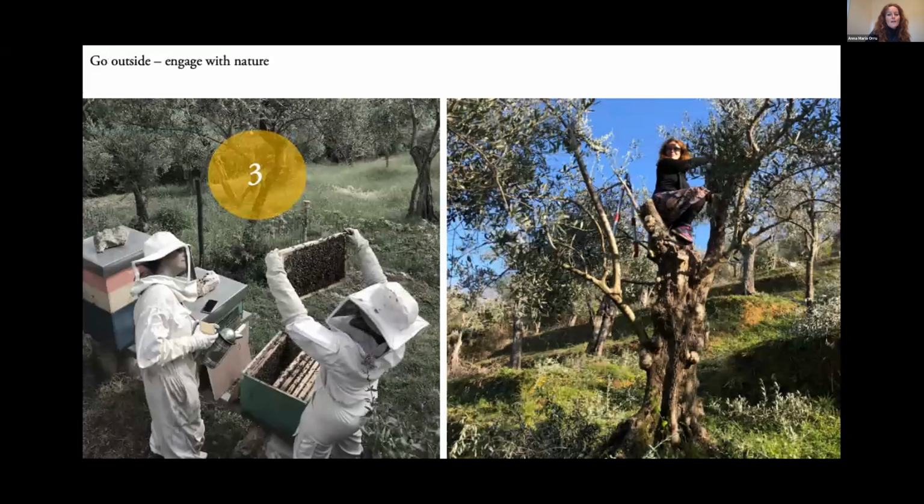And 3, go outside, engage and learn to observe nature in other ways, create personal contributions and meet species in new ways. My threshold has been through beekeeping and olive tree keeping, but you'll have to find yours.